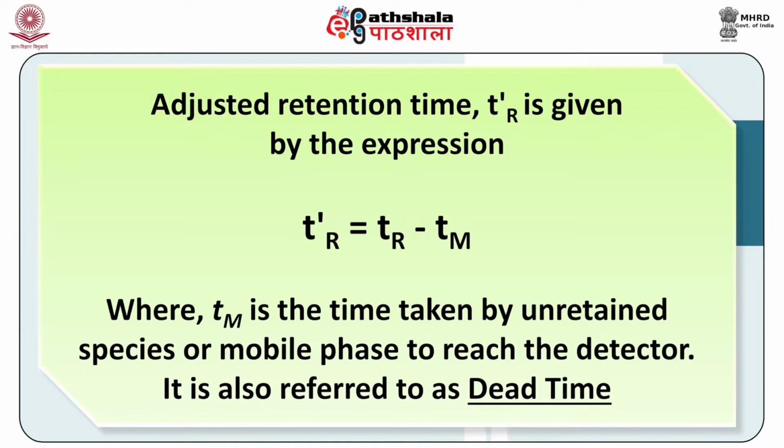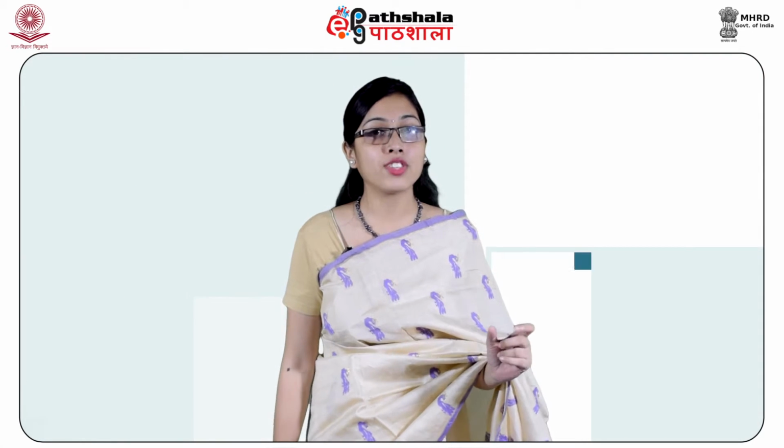Adjusted retention time, that is TR dash, is given by the expression TR dash is equal to TR minus TM, where TM is the time taken by unretained species or mobile phase to reach the detector. It is also referred to as dead time. So, the adjusted retention time is the time for a solute to move through the column beyond the time required by the mobile phase to travel through the length of the column.